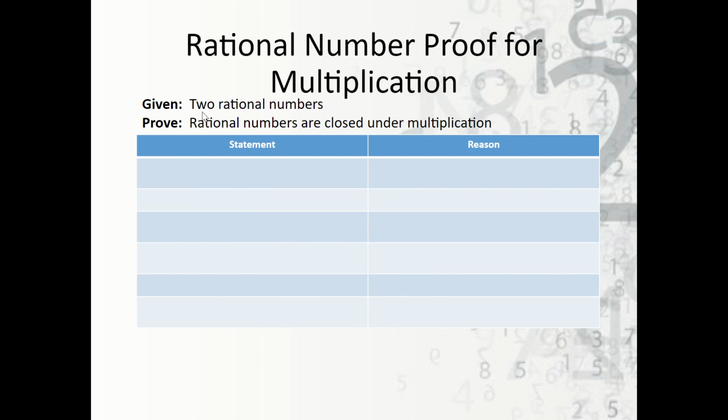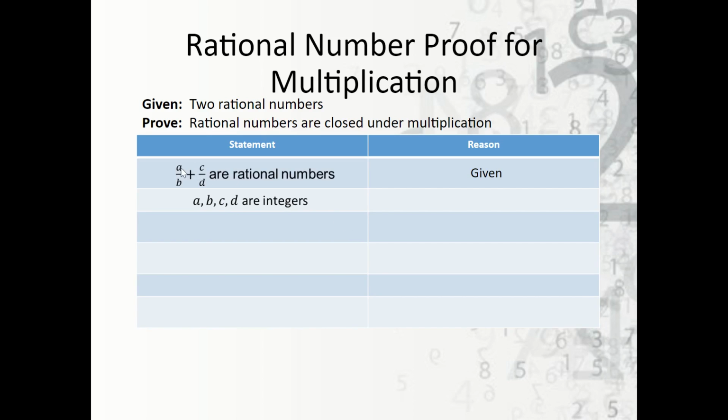So we're given that we have two rational numbers, and we're expected to prove that rational numbers are closed under multiplication. So we're going to start with A over B times C over D, and we're going to state that those are rational numbers, and that's given to us. Now we should note that A, B, C, and D are integers, and we know that they're integers because we're given that these were rational numbers.